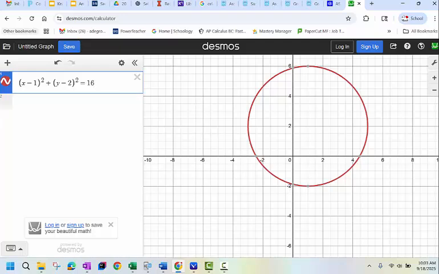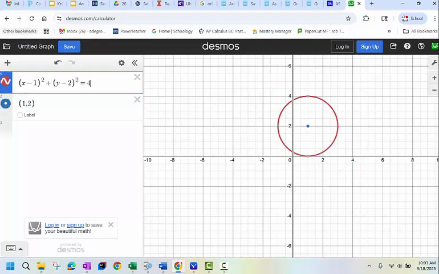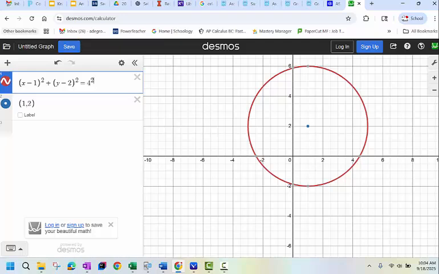It doesn't show you the center, so if you ever wanted to plot the center, you would have to just do 1, 2 to see that it's actually in the middle. But if I forget to square it and I make it equal to 4, you can see that that's a much too small of a circle. So you write it as 4 squared. That'll work, but 16 is kind of the idea.